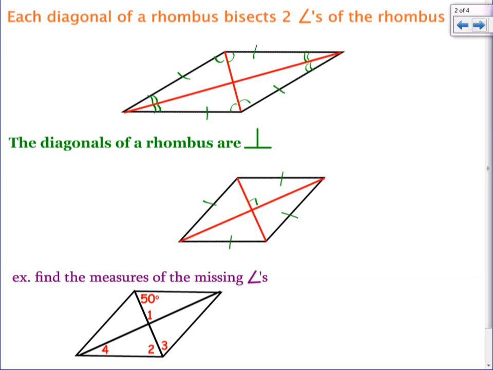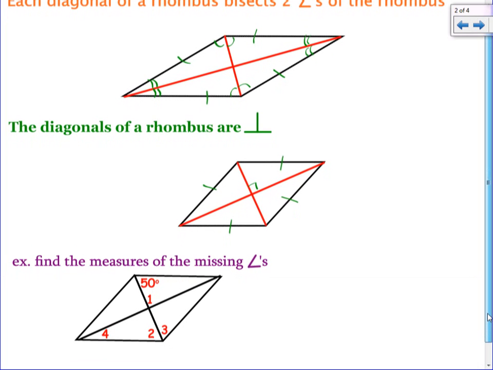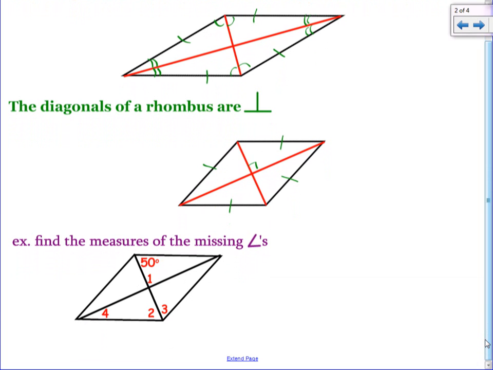Okay, so putting these two ideas together, we have angle 1, angle 2, angle 3, angle 4. We want to know how big each of these angles are using these two properties, this one up here and this one right here. How big is angle 1?